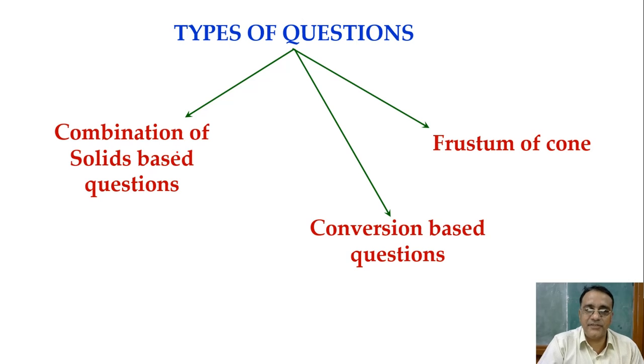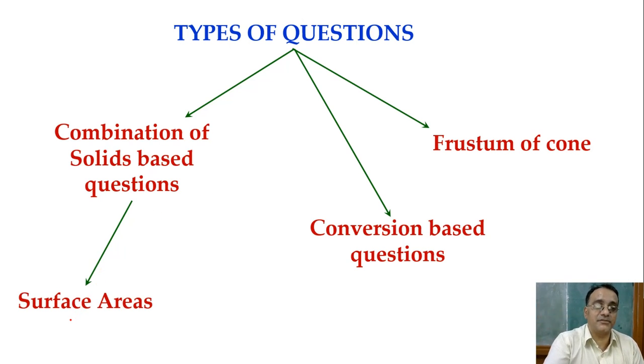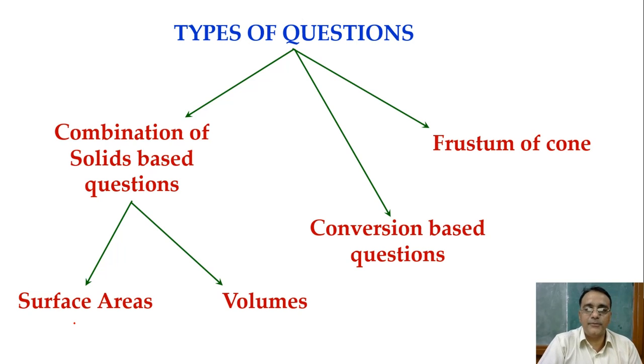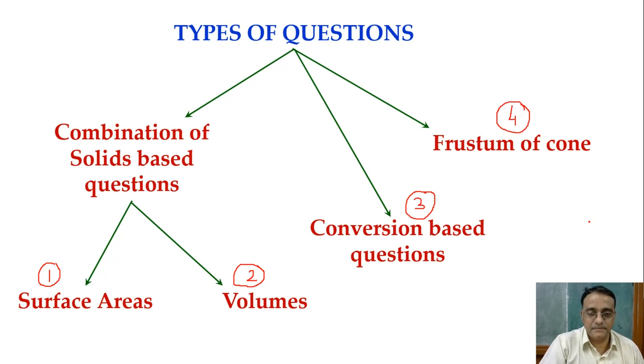Now in combination we have two types of questions. One is surface areas of combination of solids, second is volumes of combination of solids. हम लोग का जो चैप्टर में 4 एक्सरसाइज है. First exercise is based on surface areas of combination of solids. Second exercise is based on volumes of combination of solids, and the third exercise is based on conversion based question, and the fourth exercise is based on frustum of cone, जो कि इस साल के लिए डिलीट हो गया.